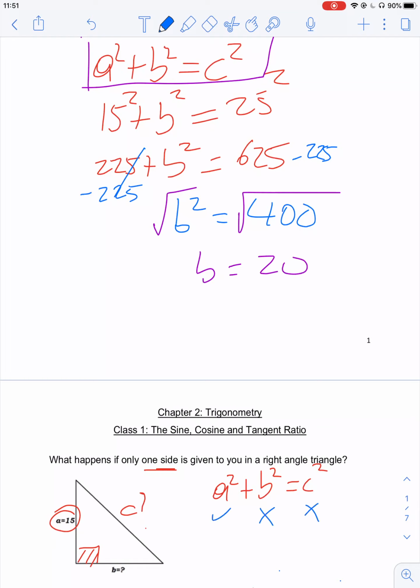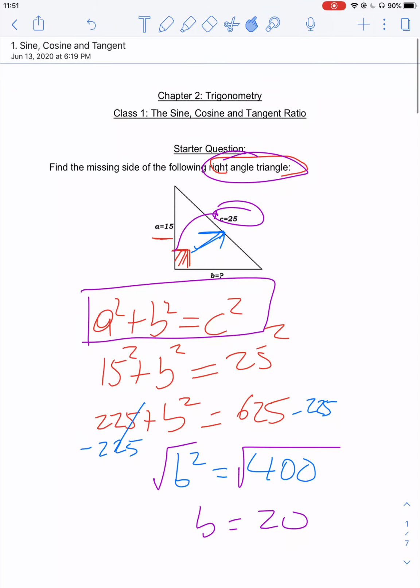Okay, so I cannot use the formula because I have two unknowns. I'm putting X, like a cross, for values that I don't know. So I have two unknowns and can't really use this formula. Again, the Pythagorean theorem only works when two of the three sides are given to you.